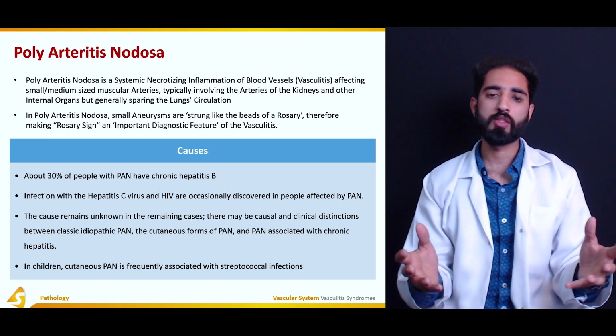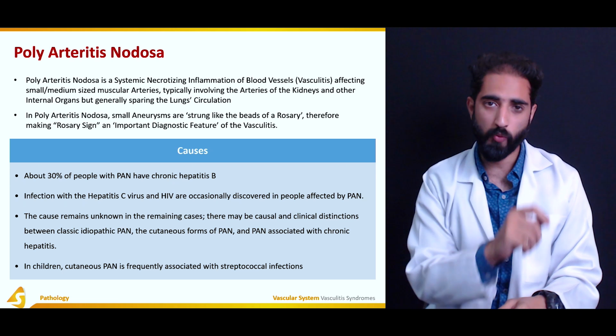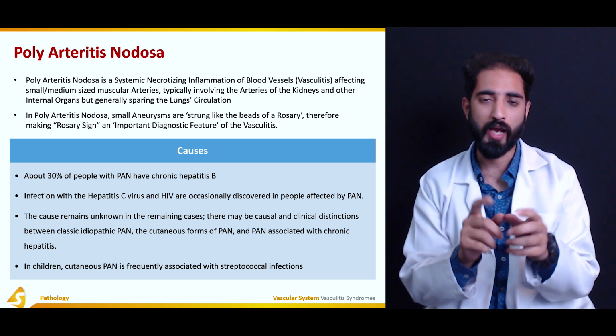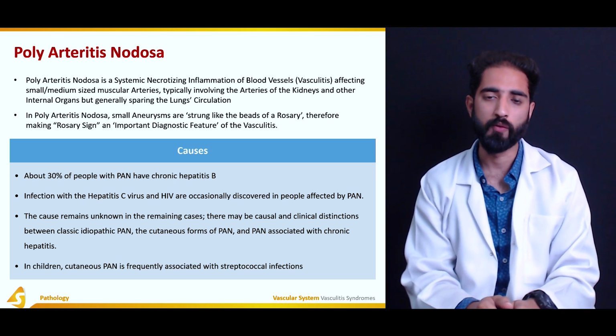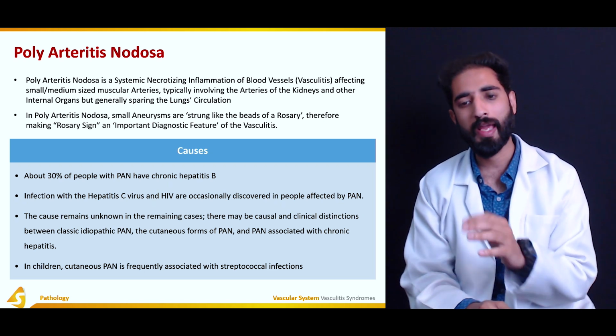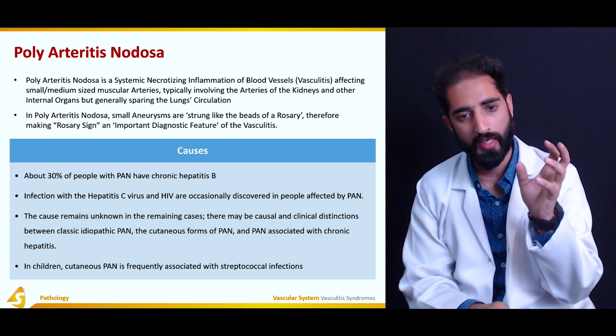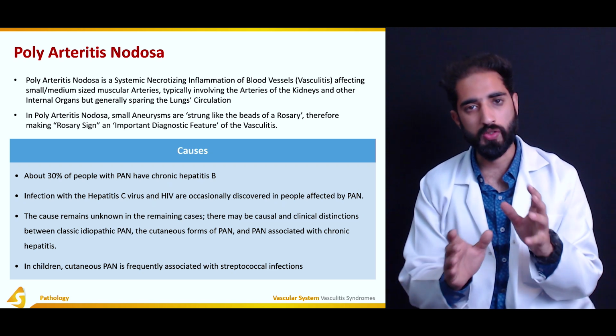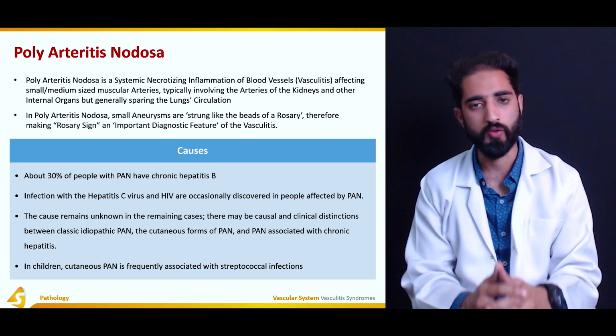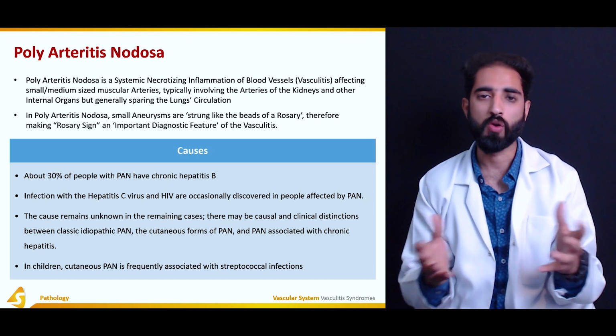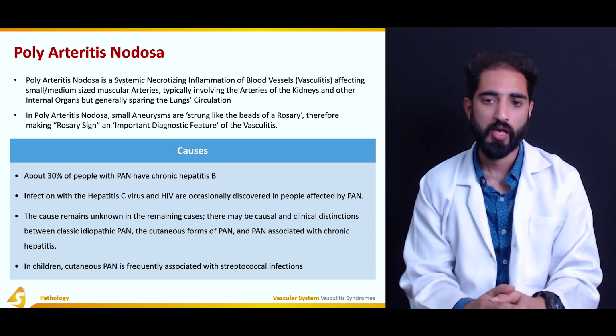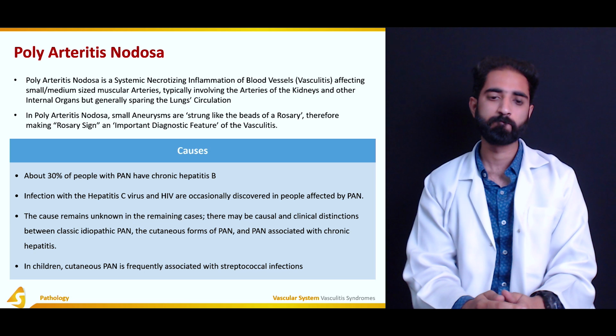In polyarteritis nodosa, there are actually small aneurysms, which are dilations of the blood vessel walls, but they are strung like the beads of a rosary, therefore making a rosary sign, which is characteristic of polyarteritis nodosa, and it is also an important diagnostic feature of this type of vasculitis.